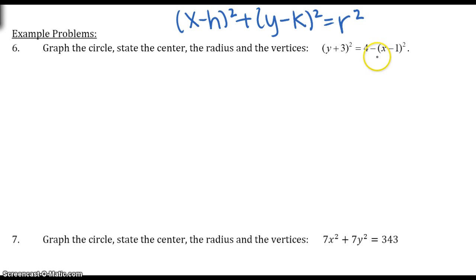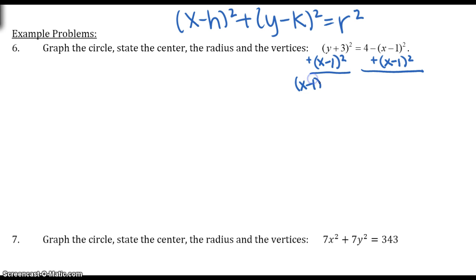Well, let's add (x − 1)² to both sides. Now when you do that, you don't have like terms over here. So on the left hand side, wait a minute, I messed something up here. So be very careful with this part. I'm adding (x − 1)². So let's go ahead and fix that and put (x − 1)². All right, be very careful, don't be like me.